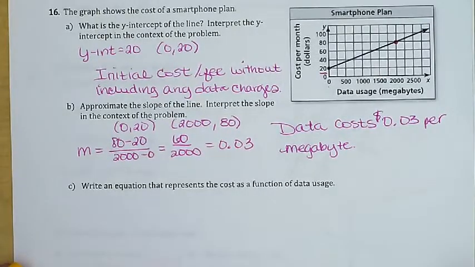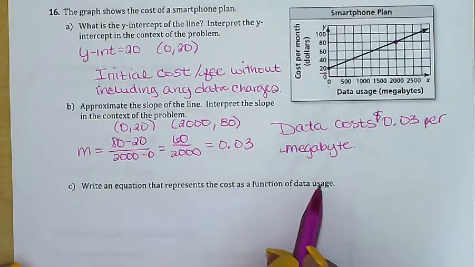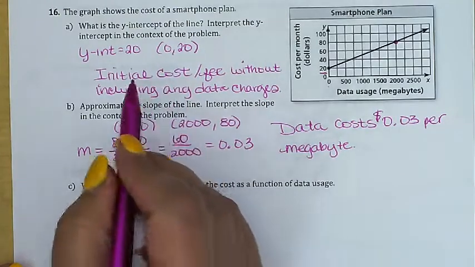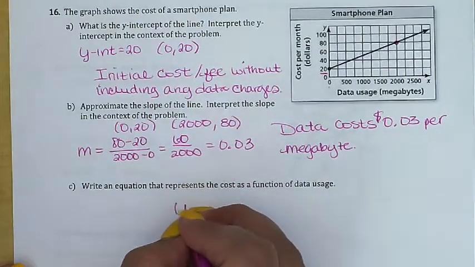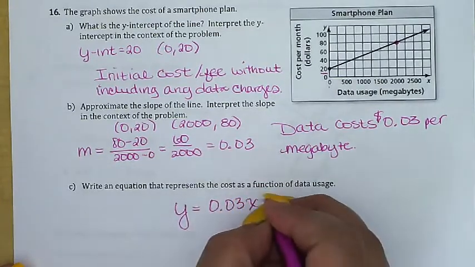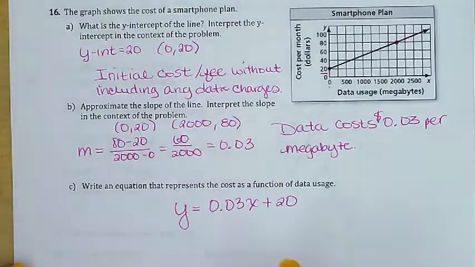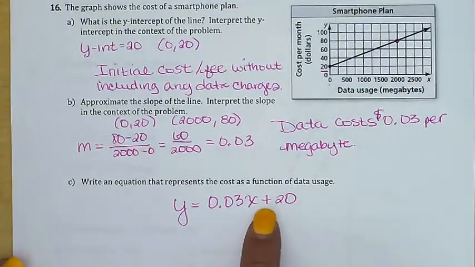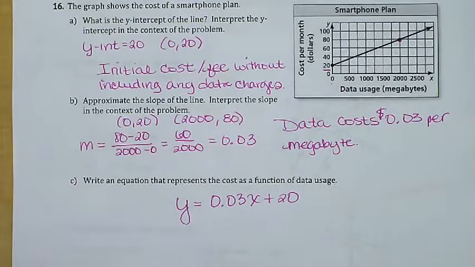And then write an equation that represents the cost as a function of the data usage. Well, I have a slope, I have a y-intercept. I can write an equation. My output is going to be my slope times the data usage plus our y-intercept. So we start off at a $20 charge, and it increases basically 3 cents per megabyte from there. So that's all about writing equations in slope-intercept form from different levels of data that has been provided. Whether it's two ordered pairs, a word problem, or a graph, you have all the different options.